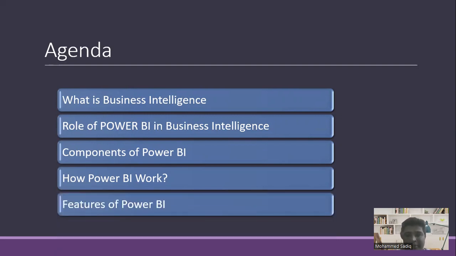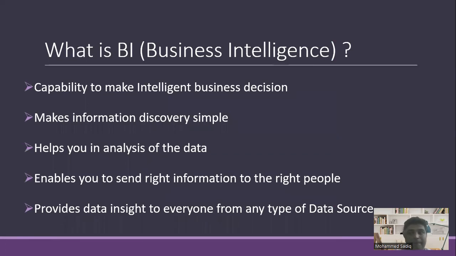Fine. So let us start off with what is business intelligence. Business intelligence is very popularly called BI. BI is the capability to make intelligent business decisions. That means you want to take smart business decisions. So how do we take smart business decisions?